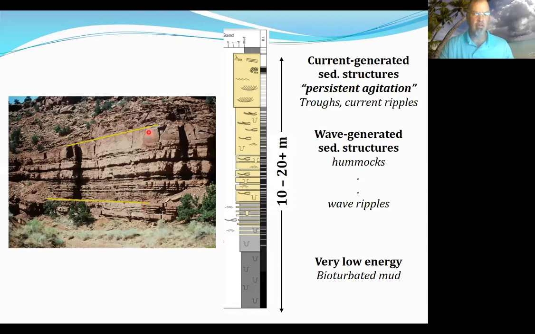A succession looks like this. If you go up and look at the rocks in detail, what you see is that these are from 5 to more than 20 meters thick. The lower part is bioturbated mud, which is interpreted to be very low energy. This succession gradually coarsens up. In the lower part, there are wave ripples. These pass upward into thicker bedded, slightly coarser, hummocky cross stratification. So these are all wave generated sedimentary structures. These pass up into trough cross stratification and current ripples. And these are current generated sedimentary structures that are most commonly interpreted to represent persistent agitation.